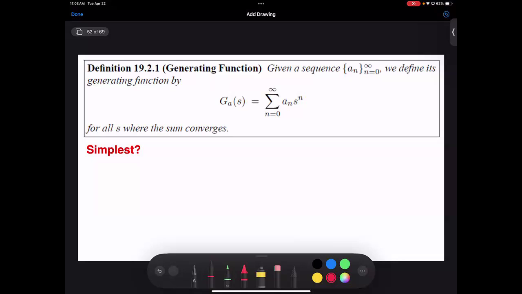0, right? If we take a_n equals 0 for all n, this yields g, I'll call it g_0 of s, is just 0. That is really easy to study. Converges for all s.